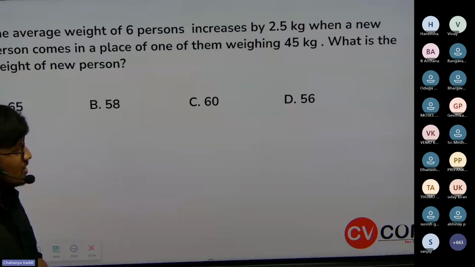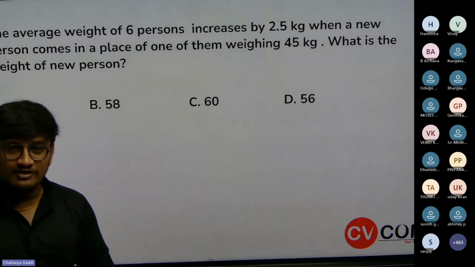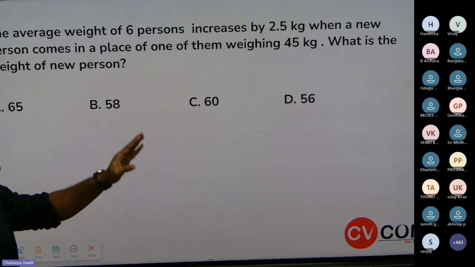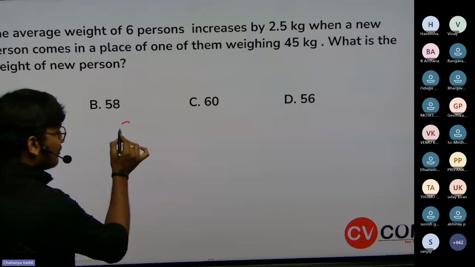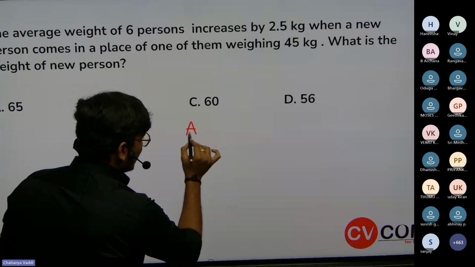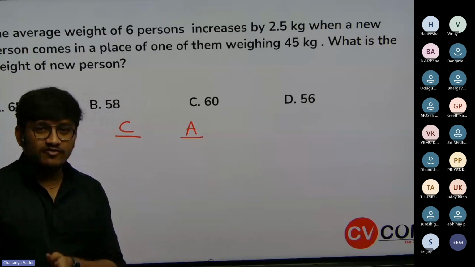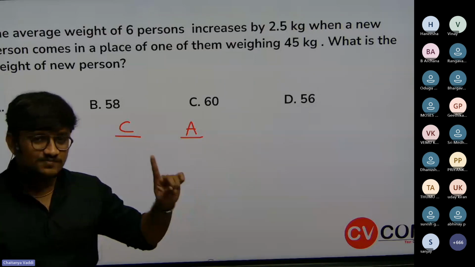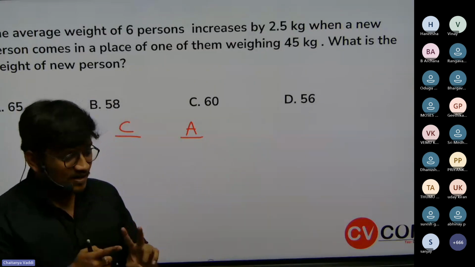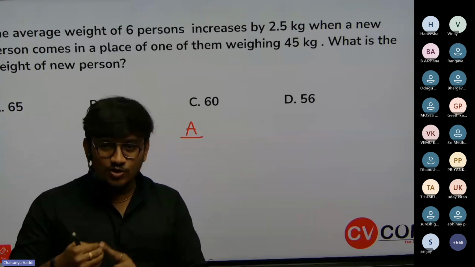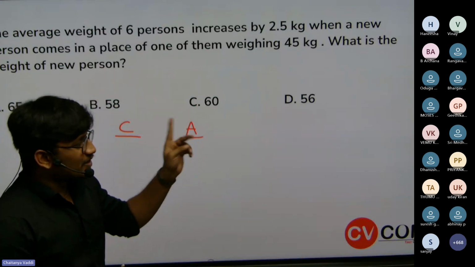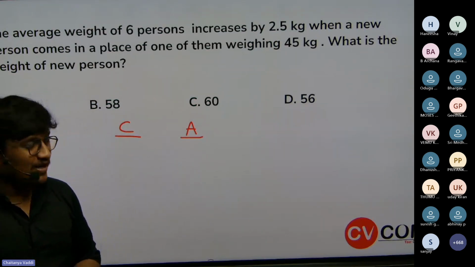Okay, the people who are still trying, let's solve it together. The average weight of 6 persons increases by 2.5 kg. If you observe the same pattern, so count and average. I hope you observe the difference between this question and the previous two questions. In the first question, a teacher was added. In the second question, an employee was excluded. Means the person is getting added, the person is getting removed. And in this particular question, the person is getting replaced, correct?